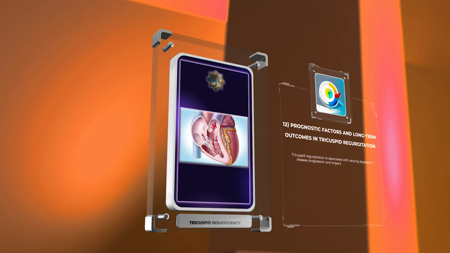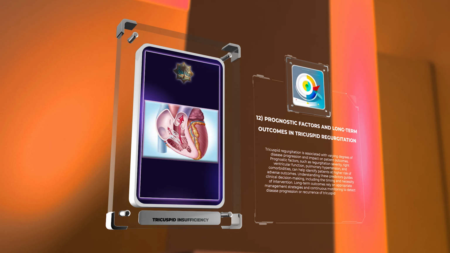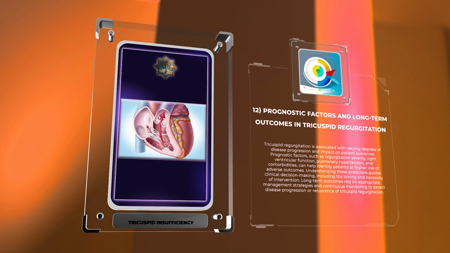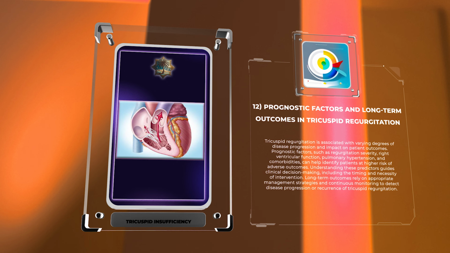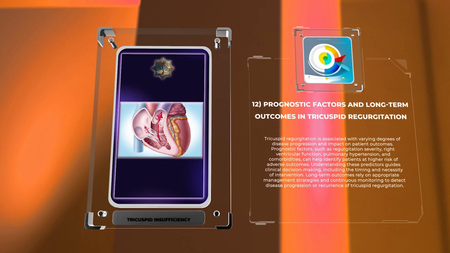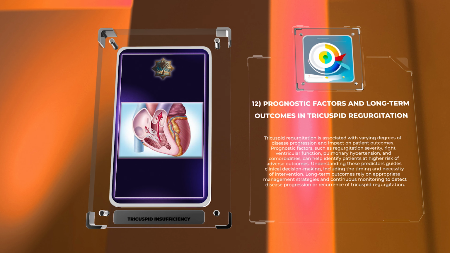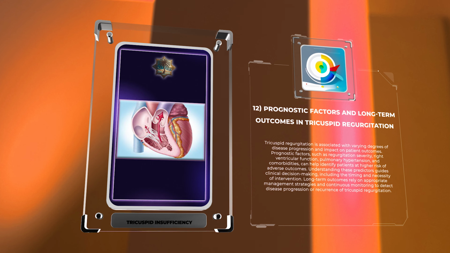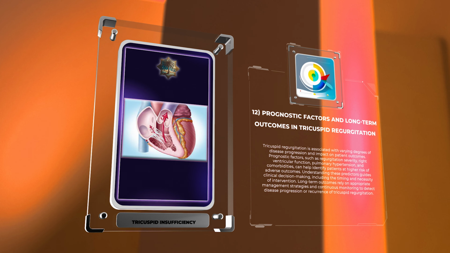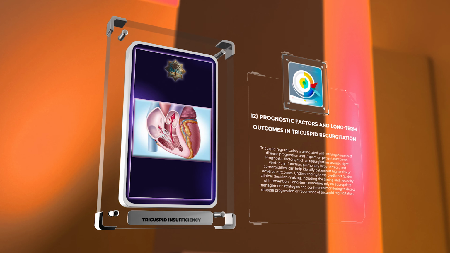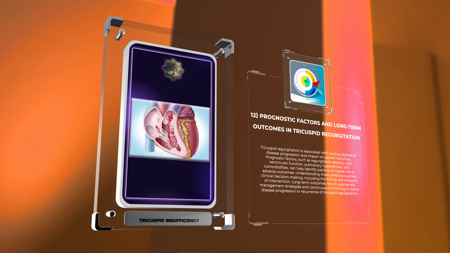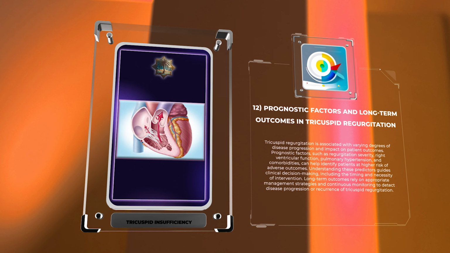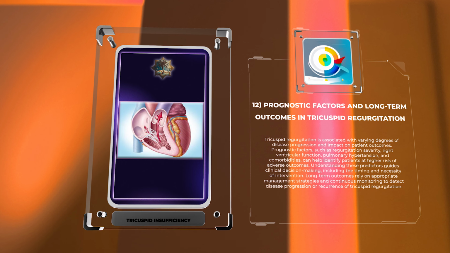Tricuspid regurgitation is associated with varying degrees of disease progression and impact on patient outcomes. Prognostic factors, such as regurgitation severity, right ventricular function, pulmonary hypertension, and comorbidities, can help identify patients at higher risk of adverse outcomes. Understanding these predictors guides clinical decision-making, including the timing and necessity of intervention. Long-term outcomes rely on appropriate management strategies and continuous monitoring to detect disease progression or recurrence of tricuspid regurgitation.